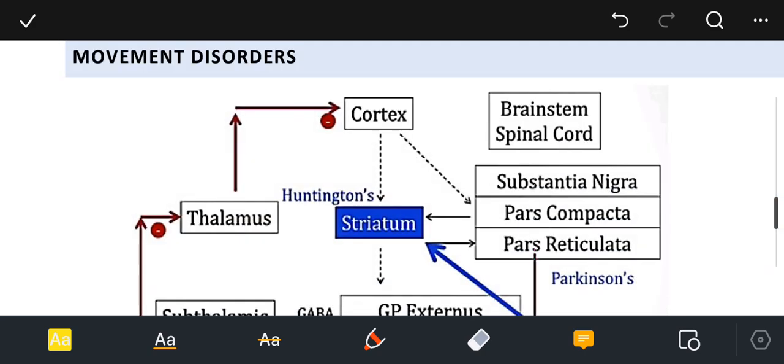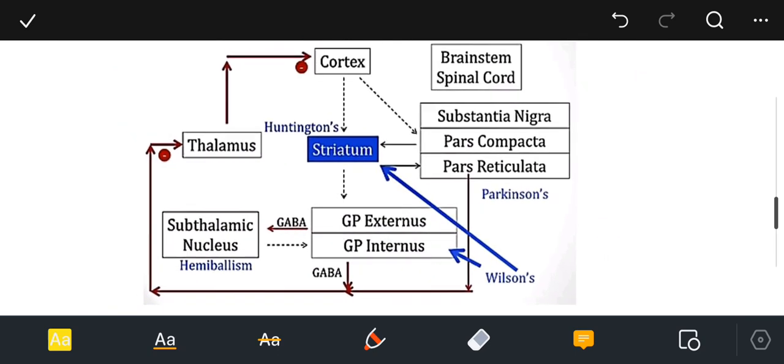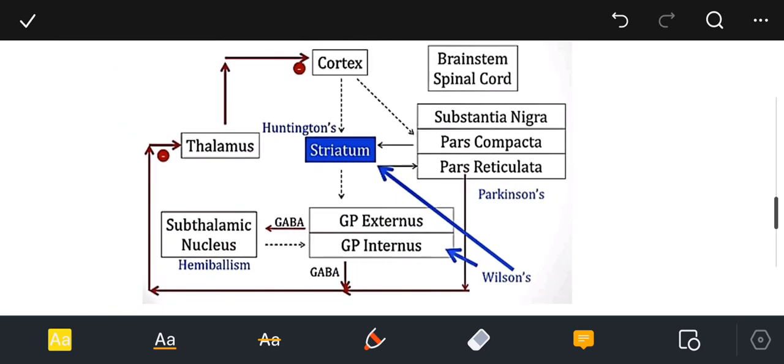Moving forward, these are the movement disorders, and this picture is very important. You must know which area of the basal ganglia is affected in a particular movement disorder. So I will not repeat everything about these pathways because we have already talked enough about that. Huntington disease is going to affect the striatum. Parkinson's disease specifically affects the pars compacta of the substantia nigra, but as a whole the substantia nigra is degenerated in Parkinson's disease. Wilson's disease will affect the globus pallidus interna as well as the striatum, right?